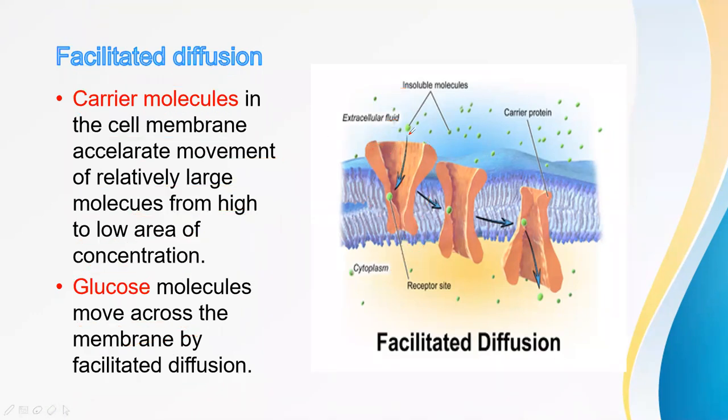Here you are seeing on the screen these carrier proteins or carrier molecules. You can see it catches one large molecule, and then slowly, step by step, it releases these molecules inside the cell. So in facilitated diffusion, they use carrier molecules. These carrier molecules are nothing but protein carriers or protein molecules which are present in the cell membrane.